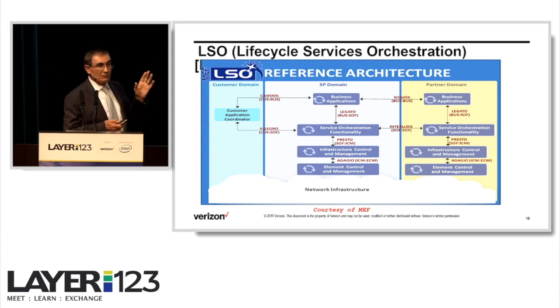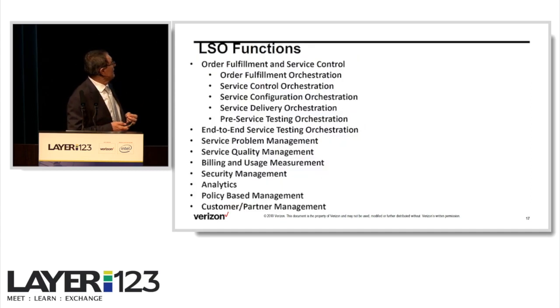Now, the interfaces between the operators, or between the service provider and the partner, as you can see, are called Sonata and Interlude. Sonata is the interface between the business applications, and Interlude is the interface between the orchestrators. You'll see later on that Sonata is much more about service ordering and things like that, but Interlude is more about provisioning and on-demand modifications.